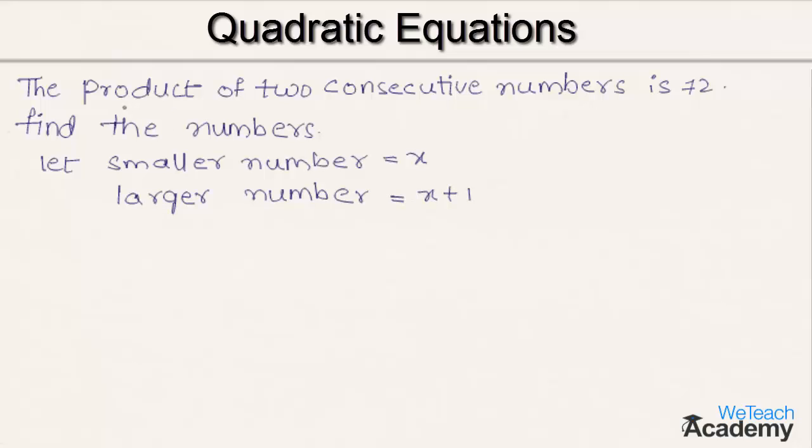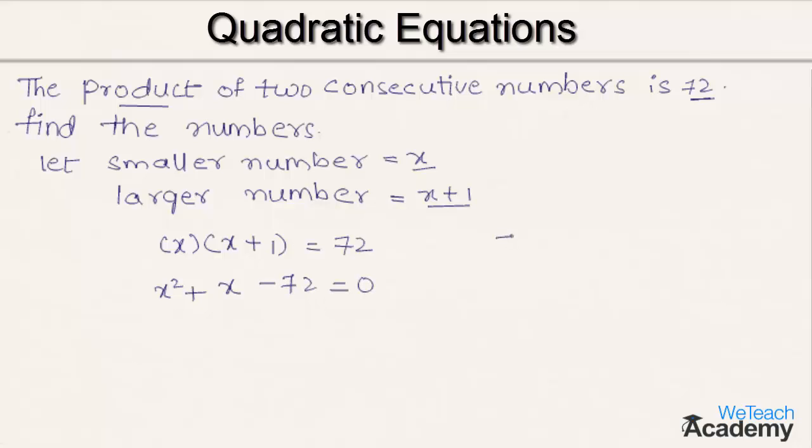So given that the product of these two consecutive numbers is 72, and as we have considered the numbers as x and x plus 1, the product of these numbers would come as x into x plus 1, which is given as 72. So now let us multiply x with the group x plus 1. We get x into x as x square and x into 1 as x. Now let us transfer 72 to the left hand side. It becomes minus 72 is equal to 0.